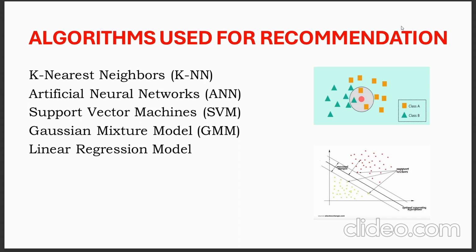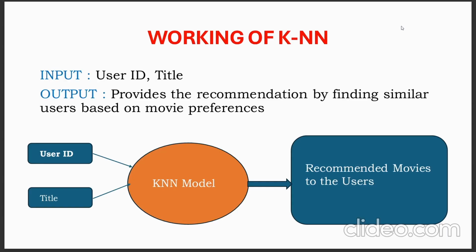The algorithms that have been used in the recommendation system are KNN, artificial neural network, support vector machines, GMMs, and linear regression models. So how does KNN work? It takes the user ID and the title of the movie as inputs. The KNN model provides the user with recommended movies based on the input title and the user ID itself.